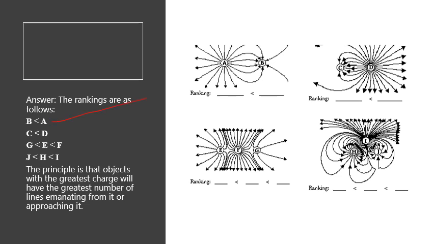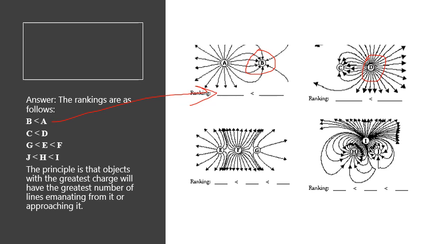You can see this is the answer. B is less than A. Its strength is less and there are fewer field lines as compared to A. So this is your B. Similarly here, D is more powerful than C. In the first case, A is positive and B is negative. In the second case, again, D is positive and C is negative.